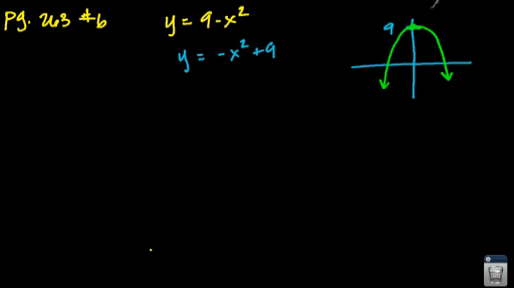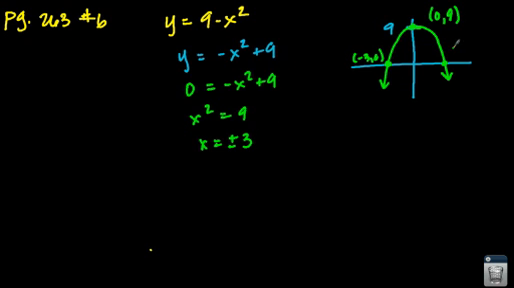So I know this point is 0, 9, and now I need to find the points at which the graph intersects the x-axis. Well, the easiest way to do that, which you all should know, is that x-intercepts happen when y is 0. So if I substitute 0 for y and solve for x, I end up with x equaling plus or minus 3. I'm going through this really fast because I'm sure you all know how to do this, because this is a review from last year. So my roots are negative 3, 0 and positive 3, 0.